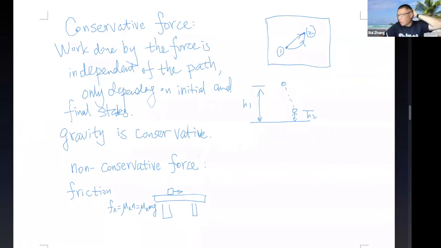Now, if it is a conservative force, that means the work done by gravity, in our case, is independent of the path. So it doesn't matter how the object goes. As far as it starts from h1 and ends up at h2, the work is the same, right? So that kind of suggests that you can define this work as the difference of the two states.